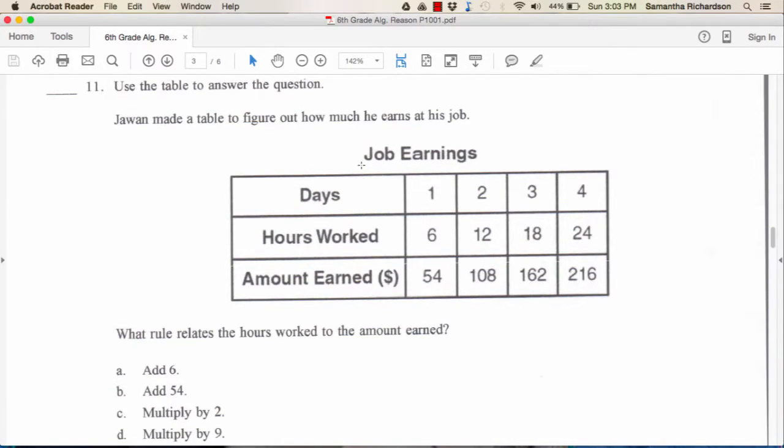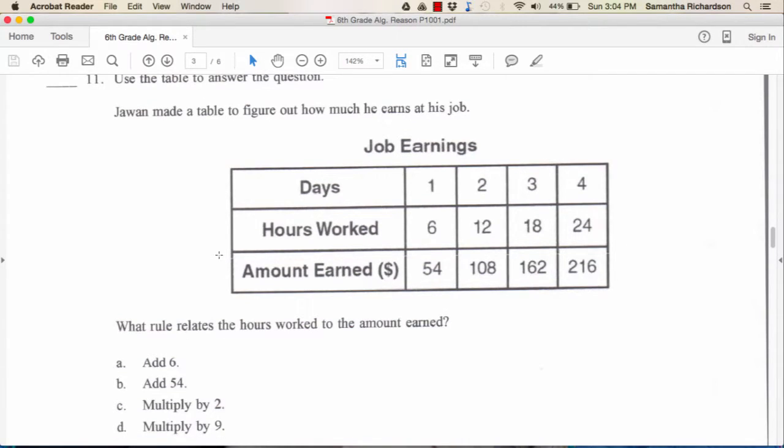Question 11. Use the table to answer the question. Joanna made a table to figure out how much he earns at his job. Job earnings, days, hours worked, amount earned. What rule relates the hours worked to the amount earned? A. Add 6. B. Add 54. C. Multiply by 2. D. Multiply by 9.